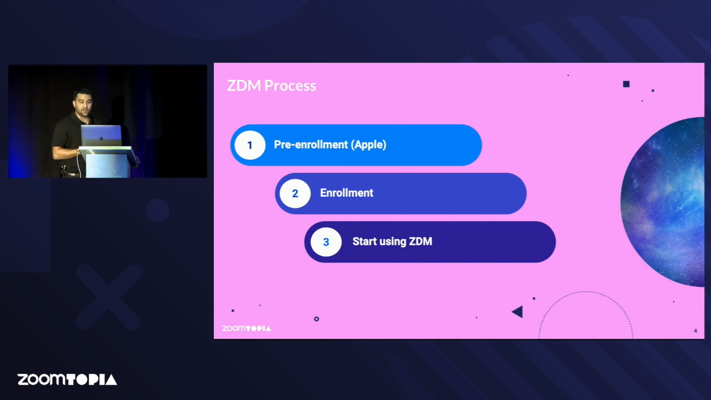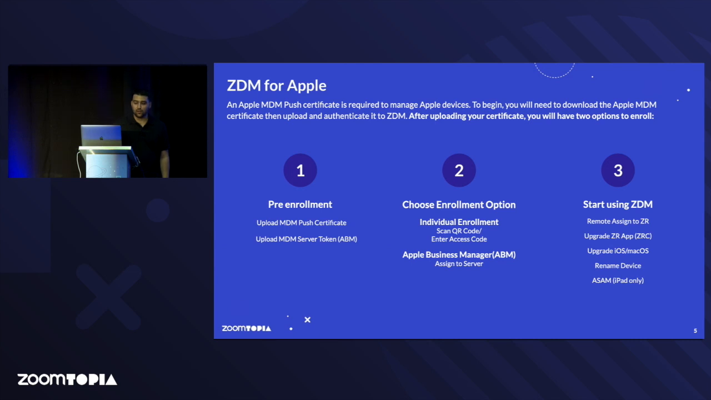Okay, so there's a three-step process essentially, or two-step process for Windows. There's a pre-enrollment with Apple, so you'll have to upload some certificates, maybe a server token, and then enrollment. We support individual enrollment as well as batch enrollment with Apple Business Manager. We'll get into that later. And then once I'm enrolled, I'm ready to start using ZDM. I'm in the Zoom web portal. You'll see later there's a new tab, Zoom Device Management, and this is where I can configure some of those ZDM features.